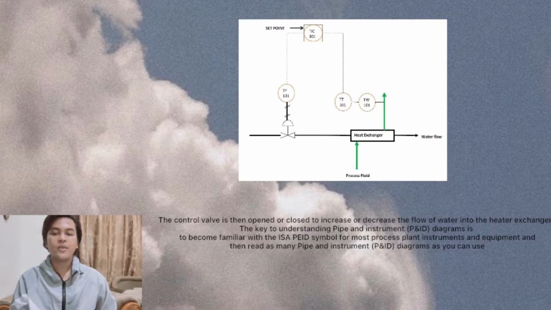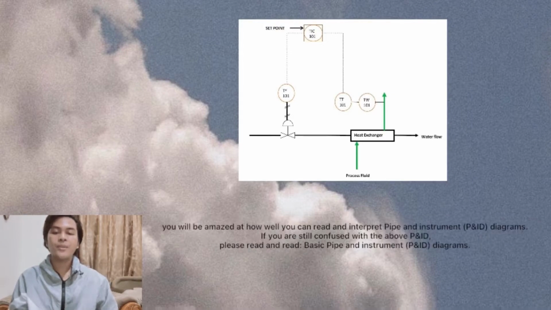The key to understanding P&ID diagrams is to become familiar with the ISA P&ID symbols for the most common process plant instruments and equipment, and then read as many piping and instrument P&ID diagrams as you can. You will be amazed at how well you can read and interpret piping and instrument P&ID diagrams. So, basic piping and instrument P&ID diagrams are based on P&ID symbols for most process plants.